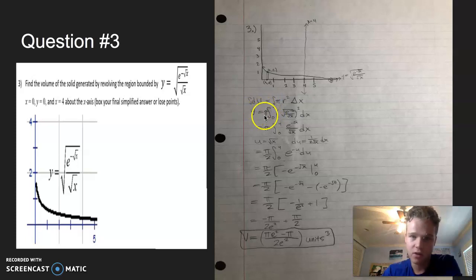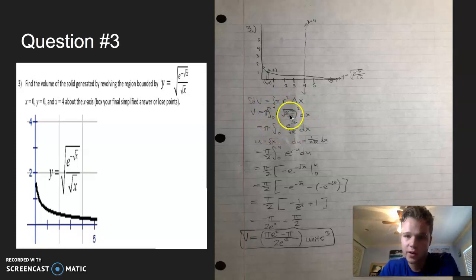And I found the integral of each side. And I got V equals pi times the integral from 0 to 4, because it starts at x equals 0 and ends at x equals 4, of the r squared, and the r squared is the y, because it's y1 minus 0, so it's the square root of e to the negative root x over root x, squared, dx. I put the pi out because you can do that if you integrate each side.